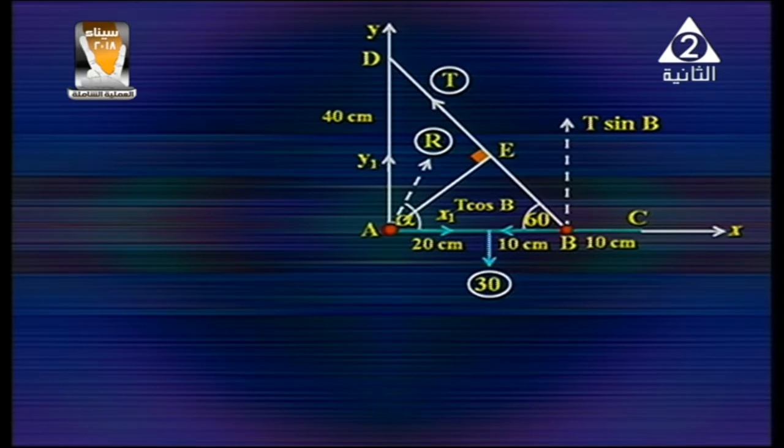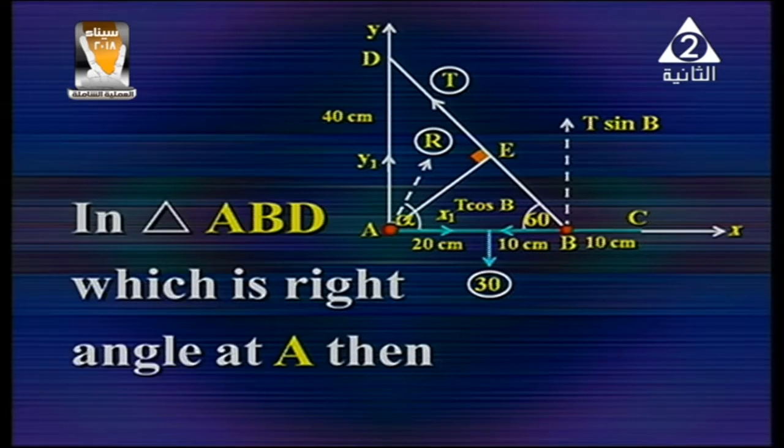Solution. Dear student, look at the opposite figure. We have ABC, a uniform rod. Its weight equals 30 kilogram weight and its length is 40 centimeters. The weight acts at the midpoint, 30 kilogram weight. At point B, the tension T is attached, hanging from point D above the point A.